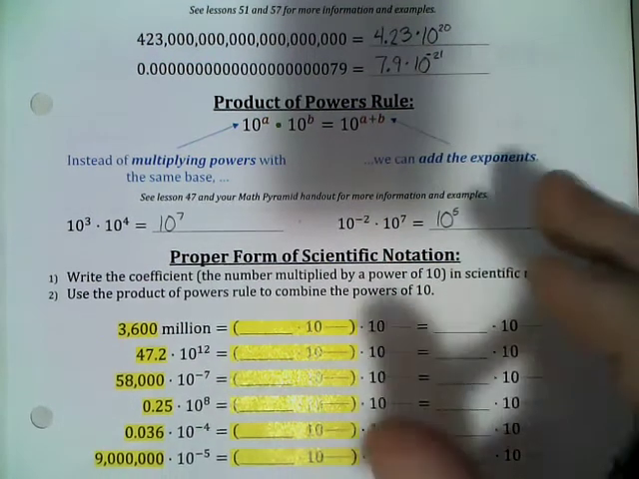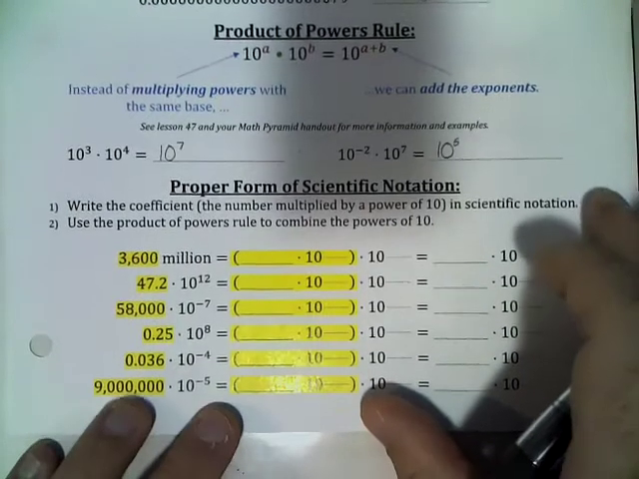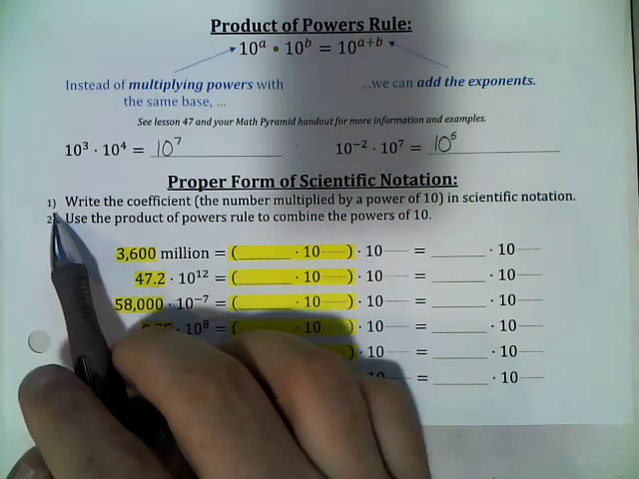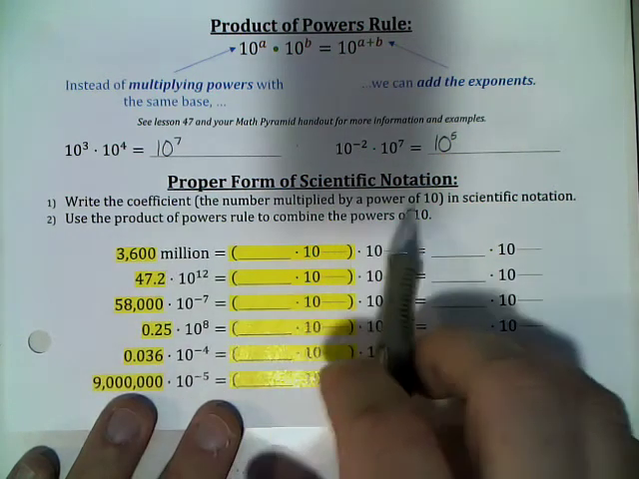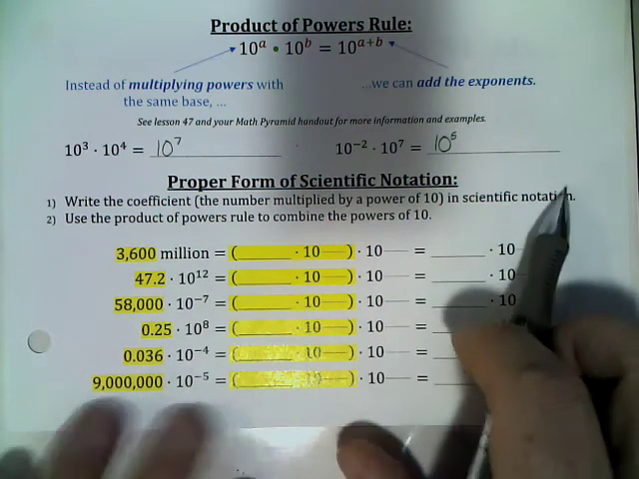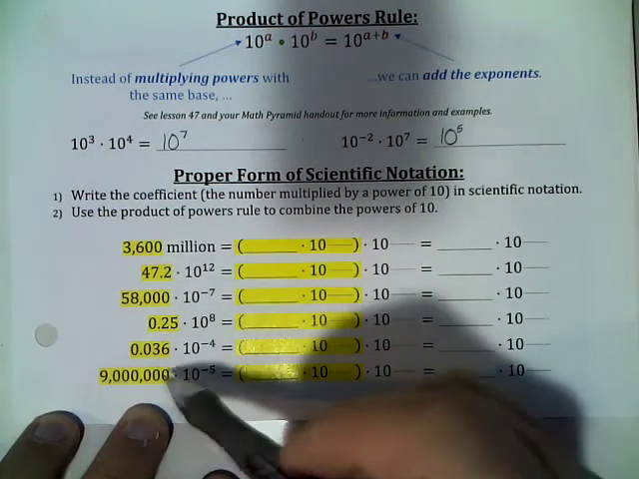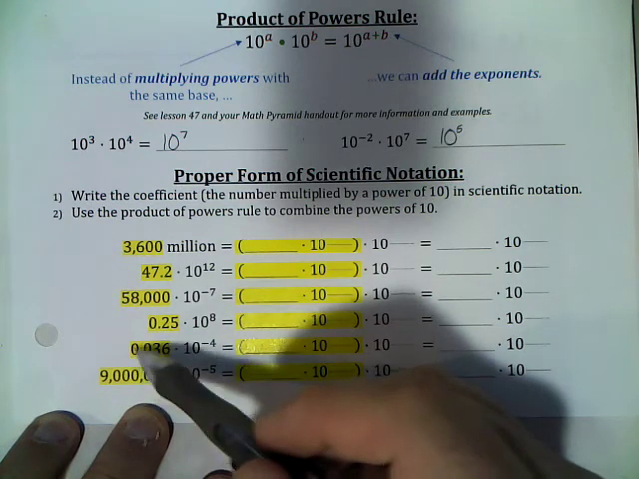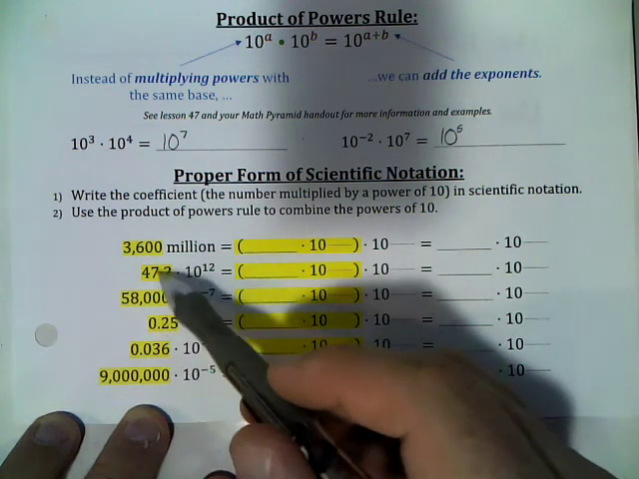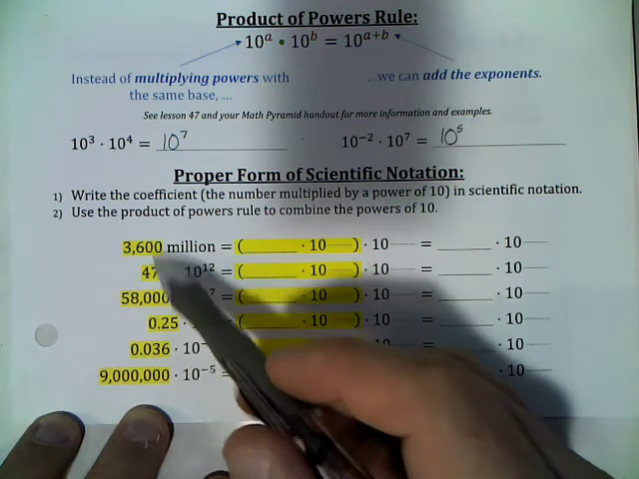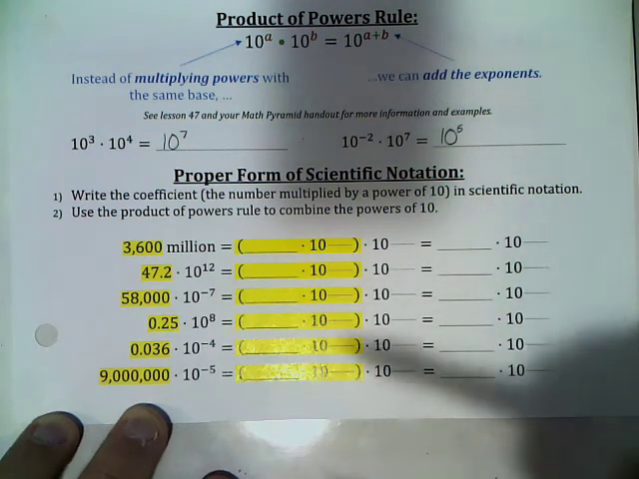So with those two ideas, we're ready to go ahead and tackle proper scientific notation. So first step is going to be to write our coefficient, the number multiplied by the power of 10, in scientific notation. So you'll notice in these examples here that I don't have just a single whole number digit here. I don't have any non-zero whole number digits here or here. And then likewise for these three, I have more than one whole number digit. So we need to change these so there's just one whole number digit.